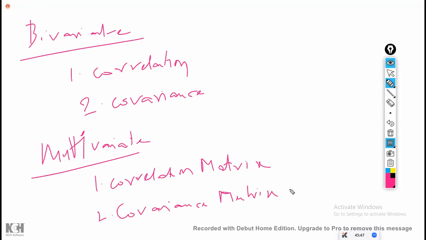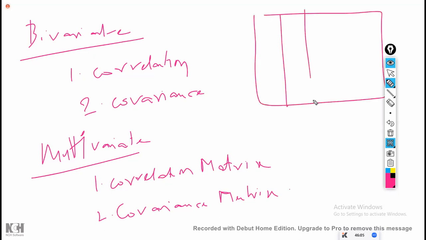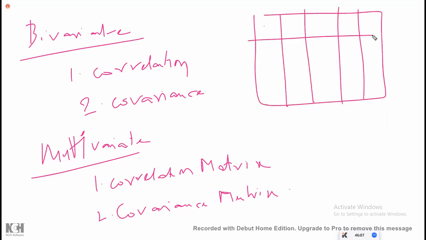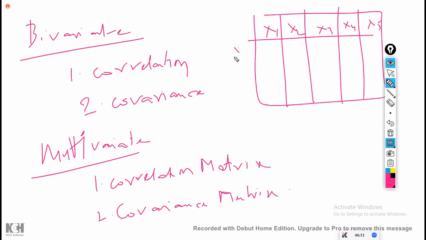Is that clear? Bivariate analysis is correlation and covariance. Multivariate analysis is matrices. In the matrices, we calculate between one variable and another variable every time. Is that clear? Now, if you observe this matrix, what do we have? That is x1, x2, x3, x4, x5. If you have any number of variables, no problem.